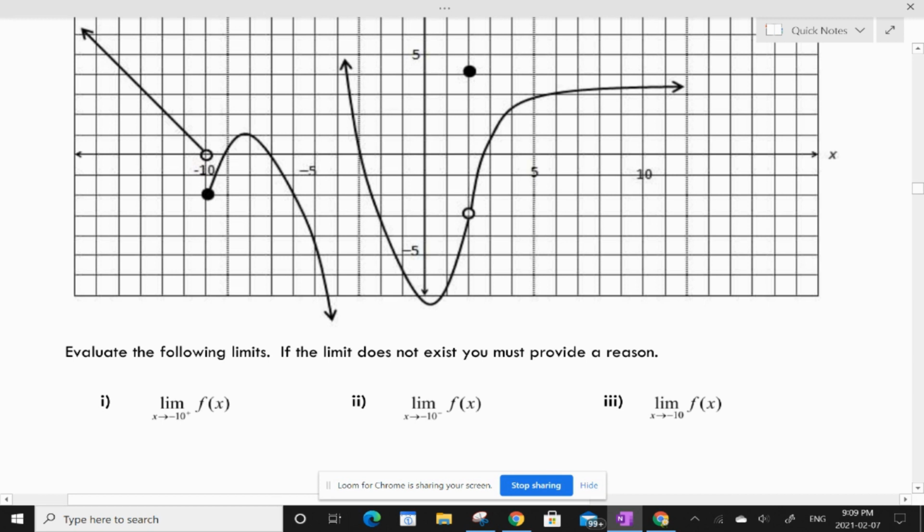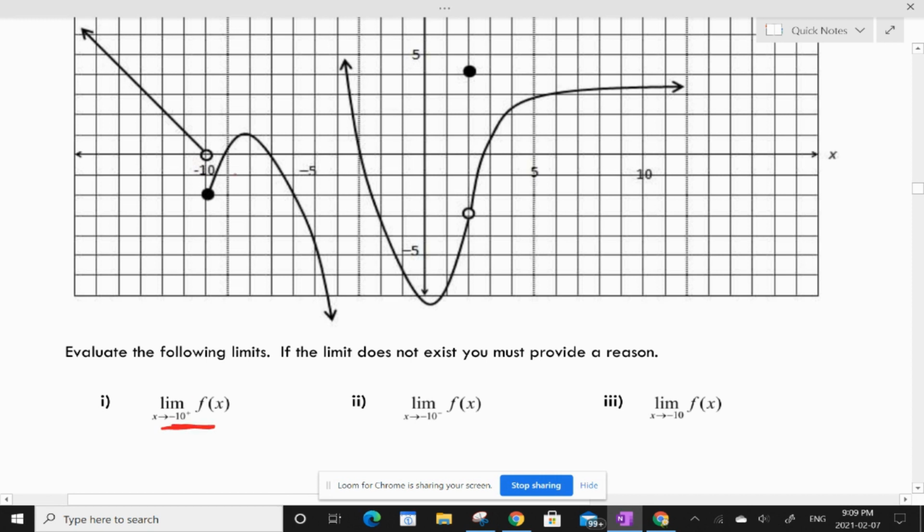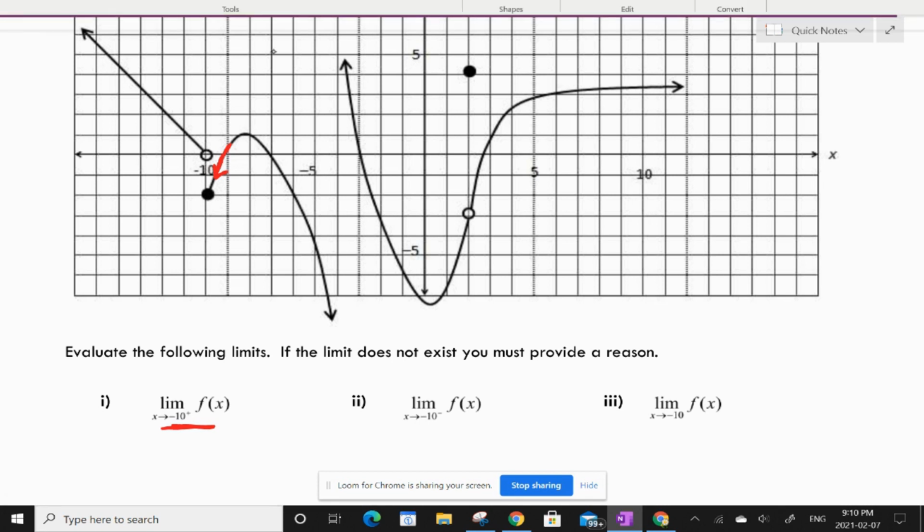The first thing that I'm taking a look at says the limit as x approaches negative 10 from the right-hand side of f of x. If I'm taking a look at the right-hand side as x approaches negative 10, I'm dealing with this portion here. I'm going to underline it so I know. So I'm coming in from the right-hand side, which means I'm coming in from here. As I get closer to negative 10 from the right-hand side, what's the y value that my graph is going towards? The y value that it's going towards in that particular case would be negative 2.